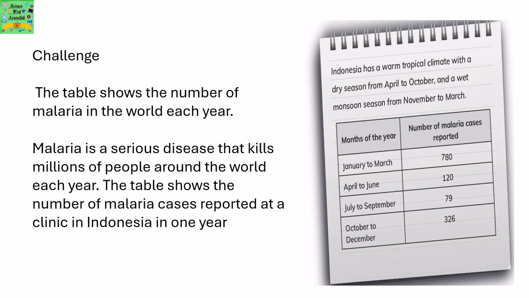Here's a short challenge. The given table shows the number of malaria cases in the world each year. Malaria is a serious disease that kills millions of people around the world each year. The table shows the number of malaria cases reported at a clinic in Indonesia in 1 year.